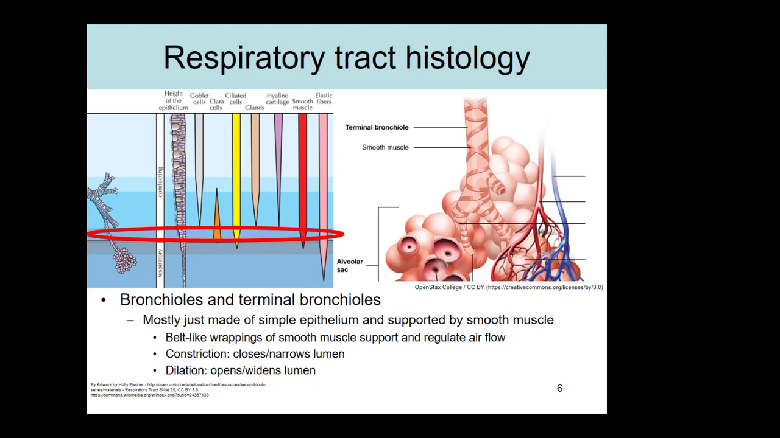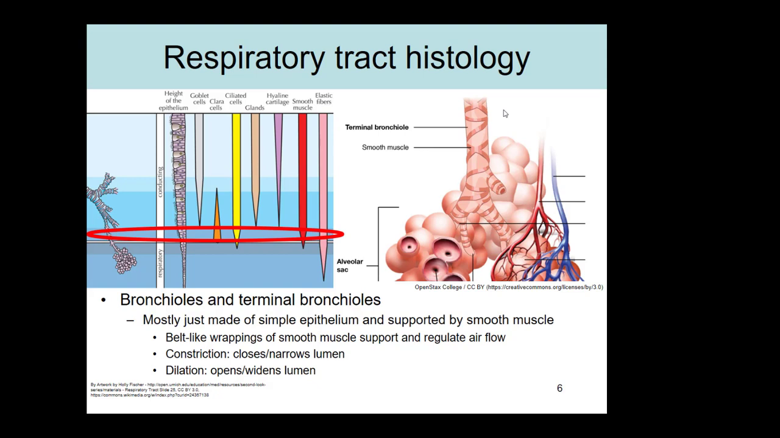Oftentimes this muscle looks ribbon-like or strap-like, and we can see this in the picture over here. It looks like we have ribbons of muscle wrapping around this terminal bronchiole. And this muscle is important because not only does it support the tube, so in a way it helps to prevent it from collapsing, but not as strongly as cartilage.